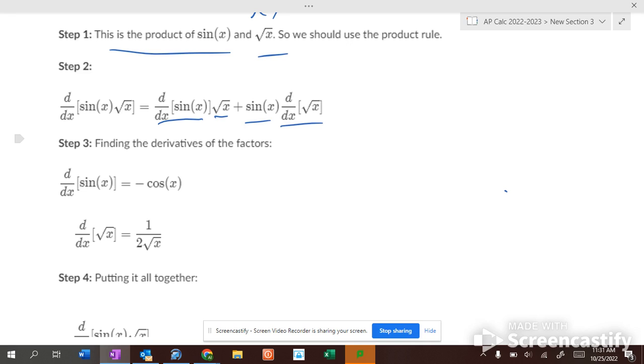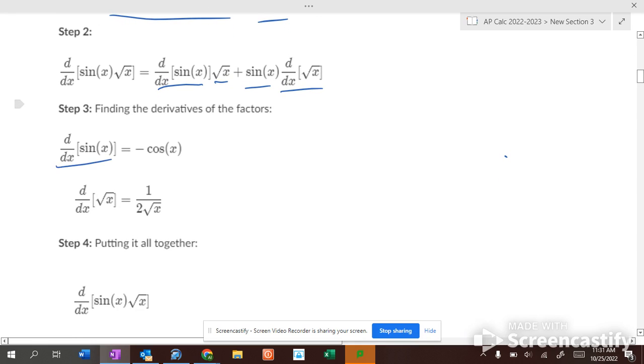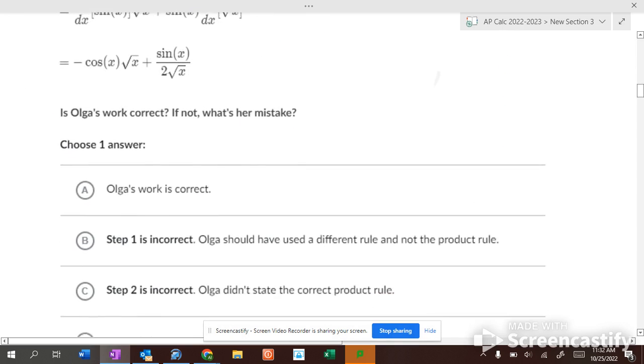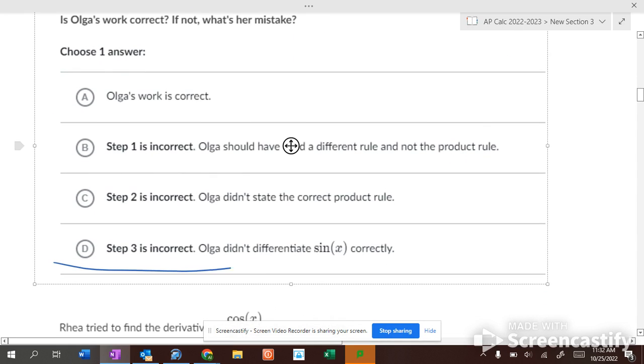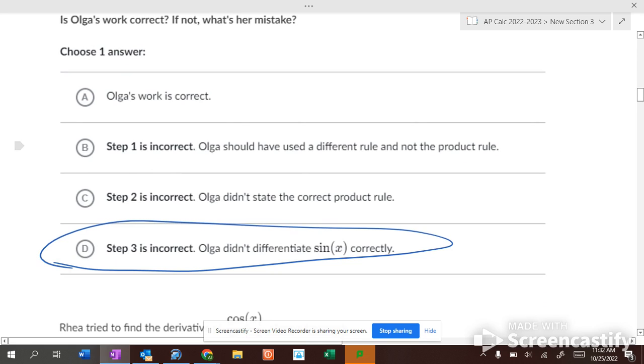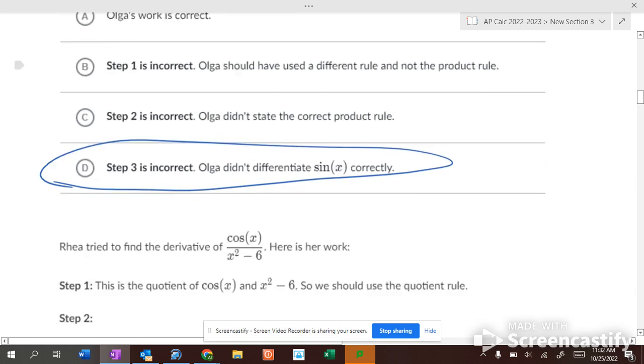Step 2 is correct. Step 3, she says the derivative of sine is negative cosine and the derivative of square root of x is 1 over 2 square root of x. That's correct, right? No. She made a mistake right there. She made a mistake on step 3. She didn't differentiate sine correctly. So you'll have problems like that.